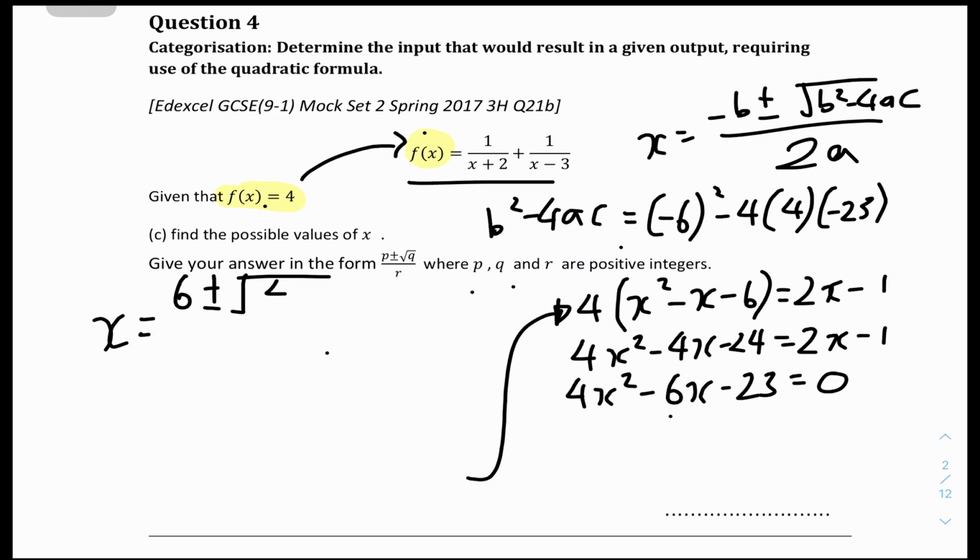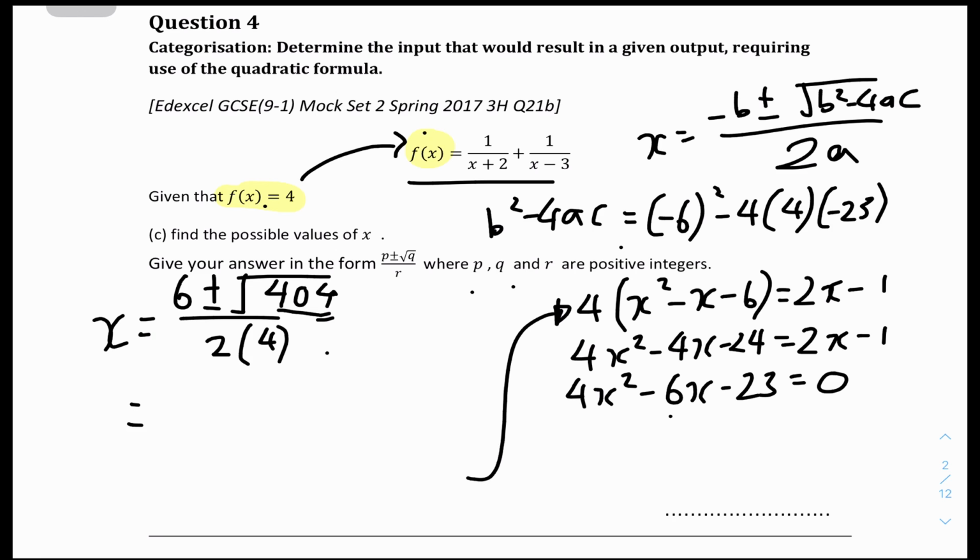So inside it will be 404, all divided by 2a. The a value is 4. So let's just write it out in this way first. Like so. So you can further simplify the numerator, because you can see that 404 is not the simplest root.